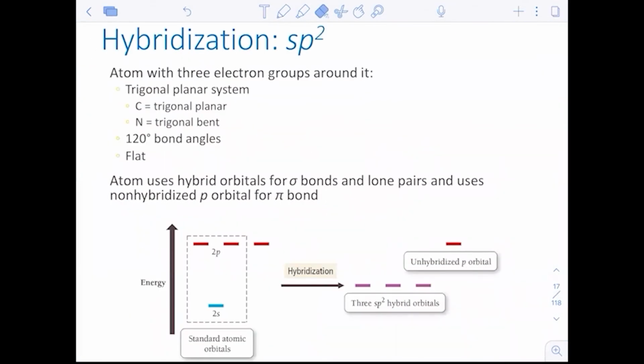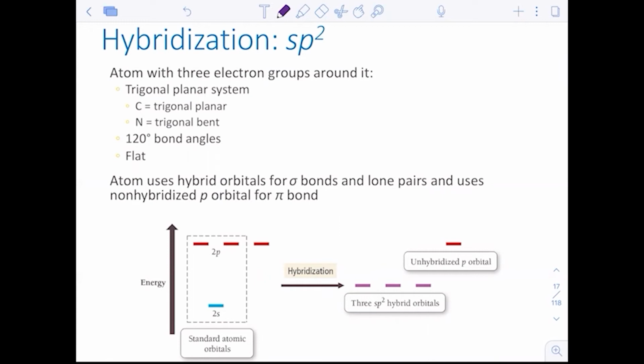So with that sp2 hybridized molecule, what we want to be able to think about is that 3-electron group, the trigonal planar system, carbon being the example we just did, which was trigonal planar. If we had a nitrogen that had 3 electron groups and nitrogen was the central atom, that's what we called trigonal bent.